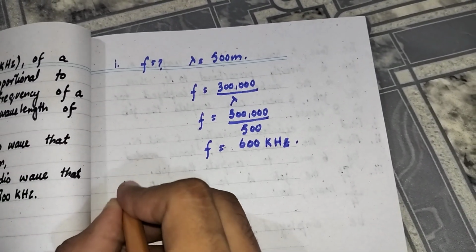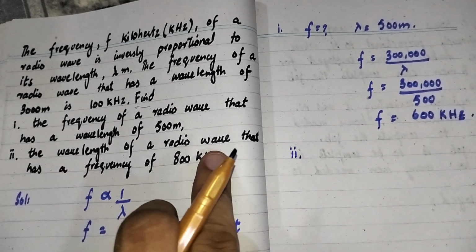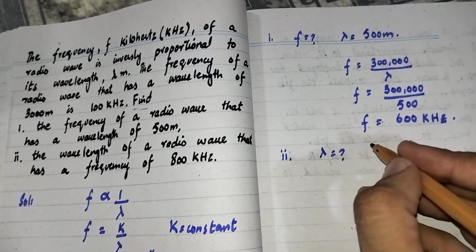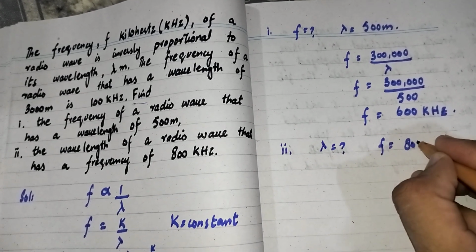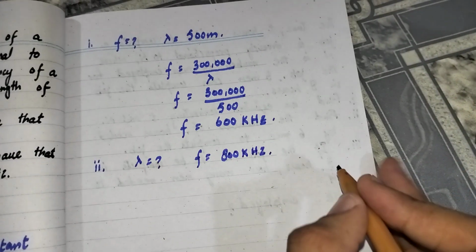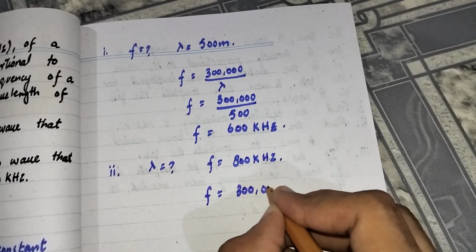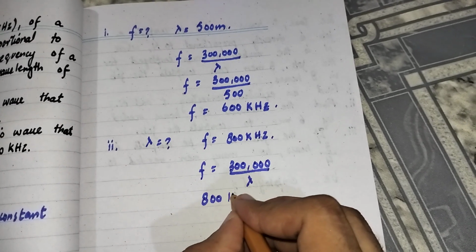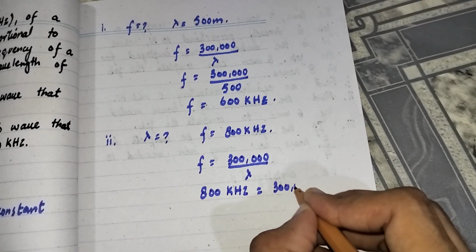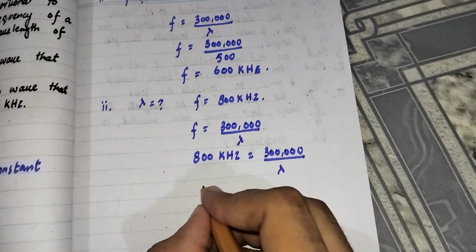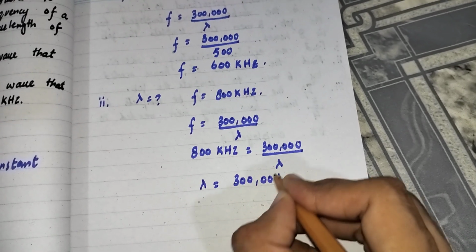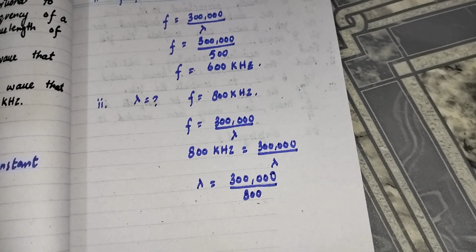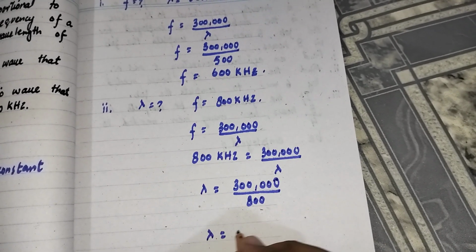In the second part, we have to find the wavelength of the radio wave that has a frequency of 800 kilohertz. So using the equation f is equal to 300,000 upon lambda, frequency is 800 kilohertz, so 800 is equal to 300,000 upon lambda. So lambda will be 300,000 divided by 800. So the value of lambda will be 375.